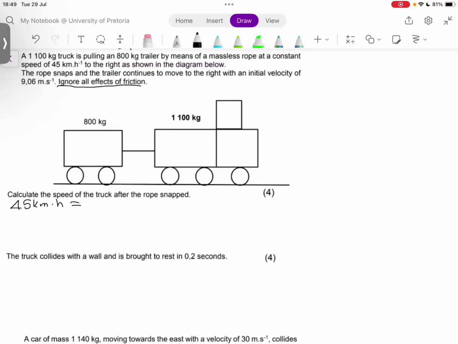Somebody posted 45 times 1,000 divided by 3,600. That is the correct way of computing it. It is 45 times 1,000 all over 3,600. Some of you guys have gotten the unit conversion incorrect. Please make every effort to revise that.